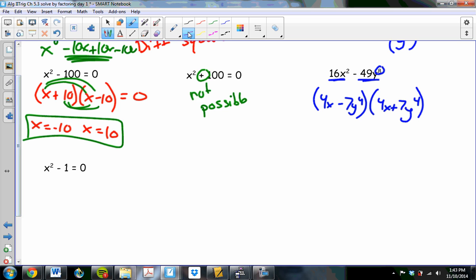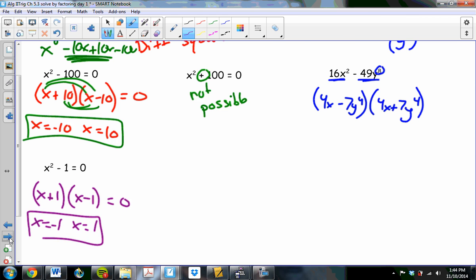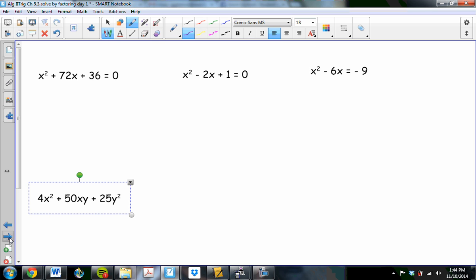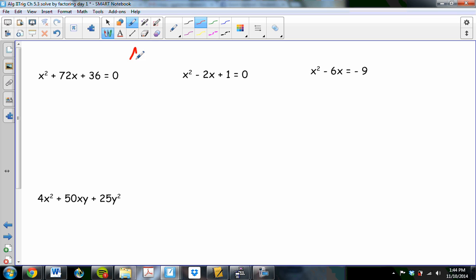Please remember that 1 is a perfect square. 1 is a perfect square, so my solutions are -1 and 1. Okay, last thing. This is a very, very useful trick. If you remember from way back in Algebra 1, which I'm totally sure you do, if I did ax plus b squared, that becomes a squared x squared plus 2abx plus b squared.